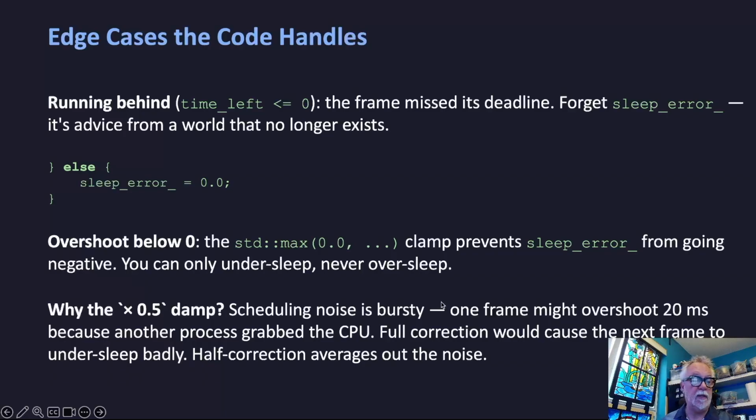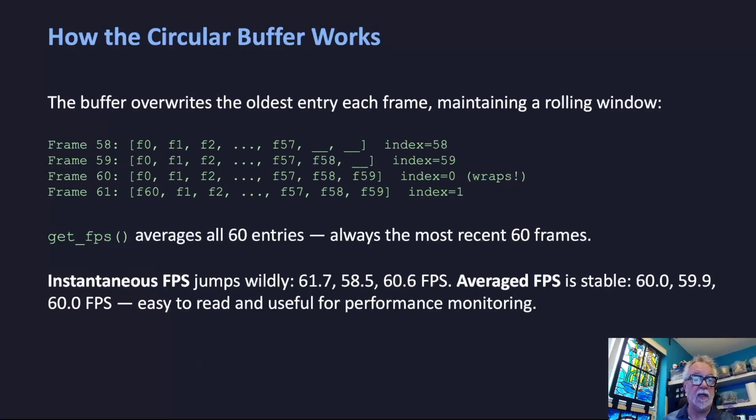And this is noisy because you might have one frame here that overshoots by 20 milliseconds because some other process grabbed the CPU. But if you add that 20 milliseconds to your sleep request, then you could undersleep badly, and that means you're going to spend more time busy waiting. So we are obsessing about these small numbers here because they actually do make a difference in terms of performance, CPU heat, and all of that stuff.